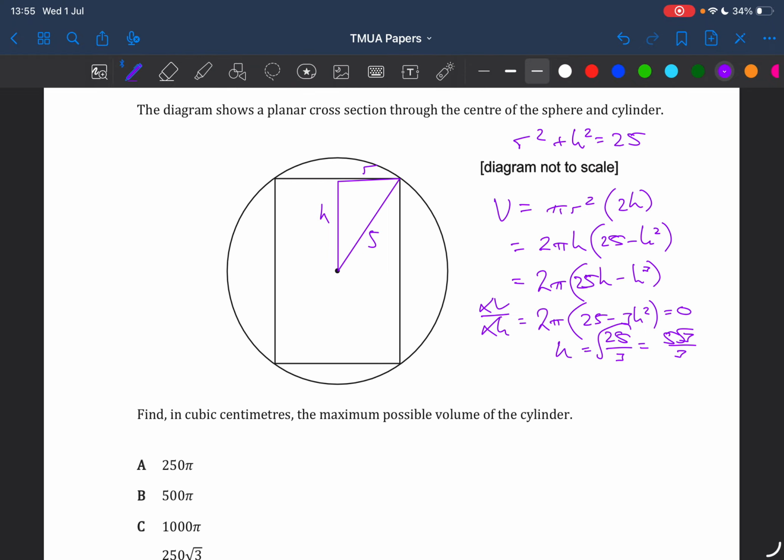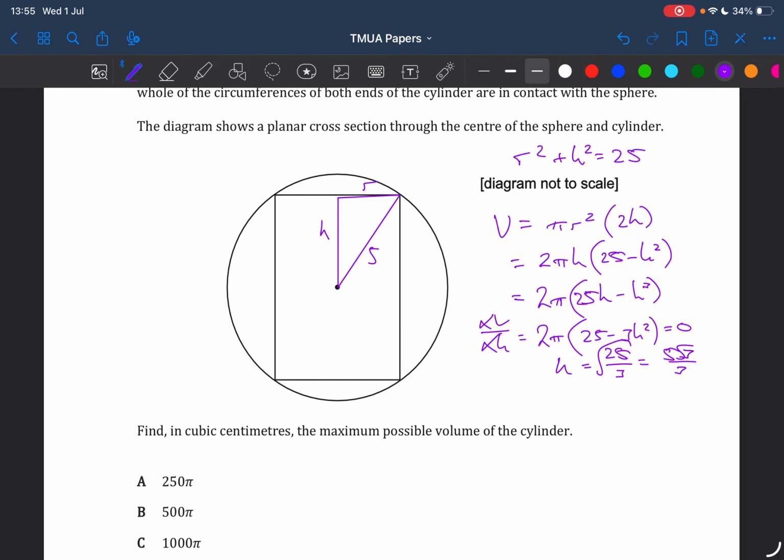We can find r with that then. What was h squared? H squared was 25 on 3, wasn't it? So we'll have r squared is 25 minus 25 on 3. So it's 2/3 of 25, yeah? So 50 on 3.